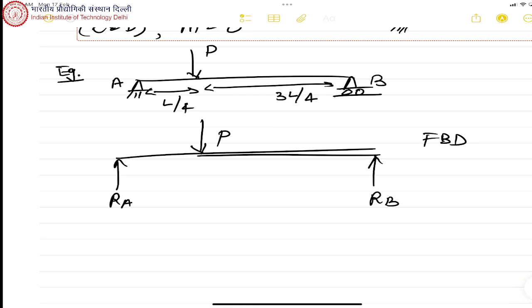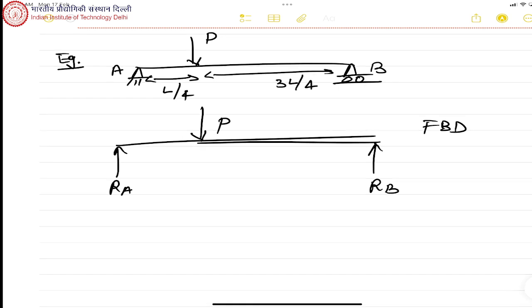Can everyone find this? If there is anyone who cannot find this, then please come and talk to me. I will explain these things to you, but this is something you should be able to do. How do you find RA and RB? Just take moments about one of the points. RA plus RB must be equal to P, and taking moments you will get the sum equal to 0.